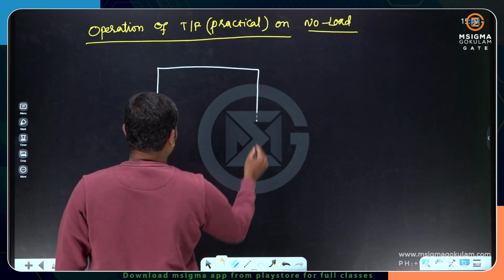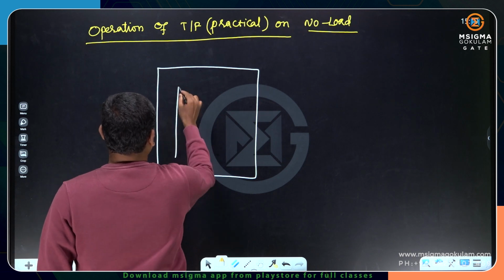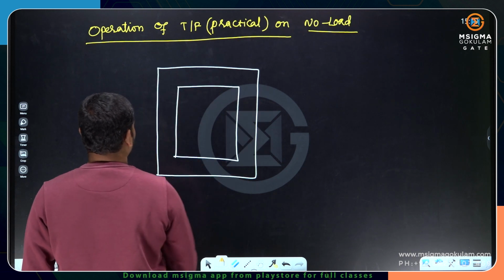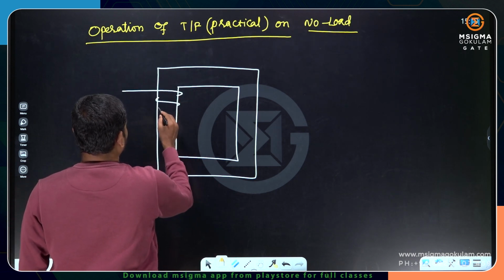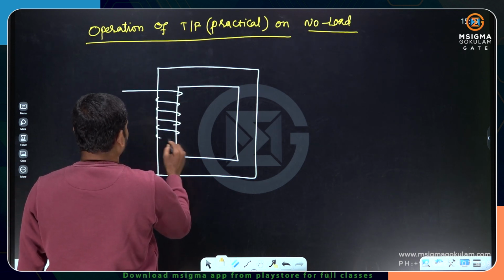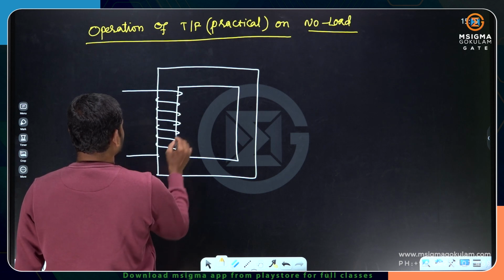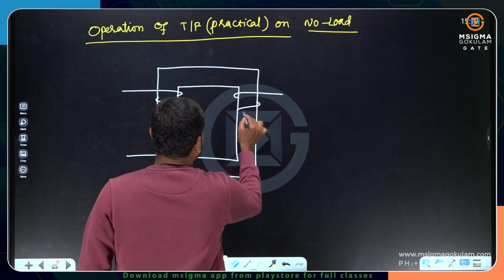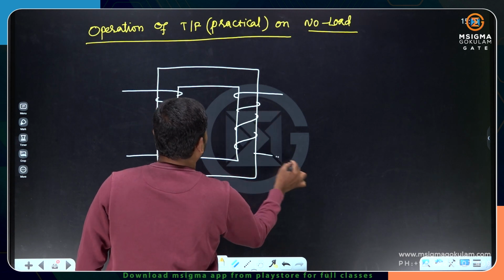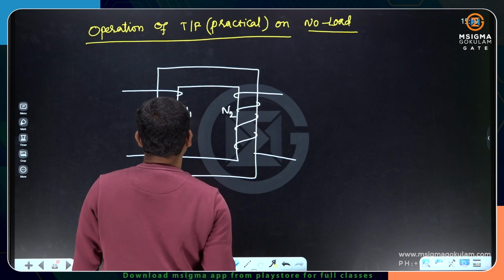I am taking a core here, and I am going to place windings. I am placing more number of turns here, N1, and on this side I am placing fewer turns. I am making it N2.